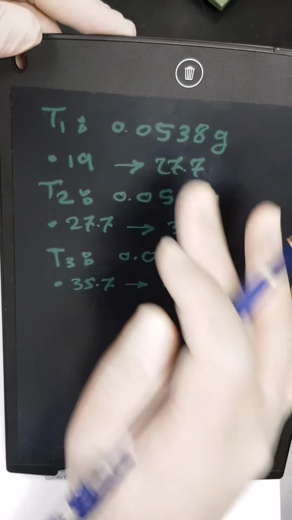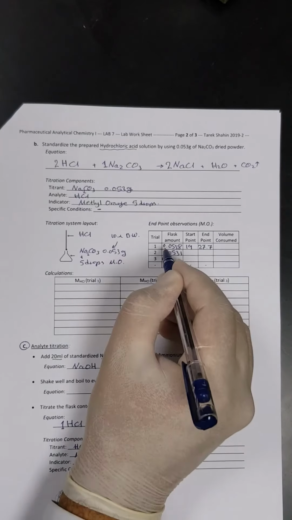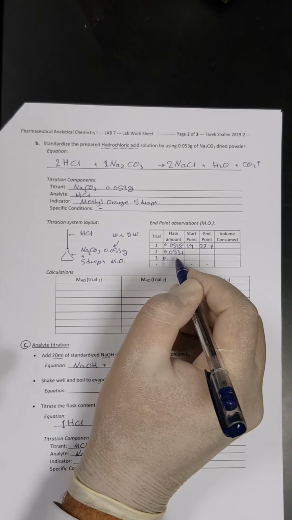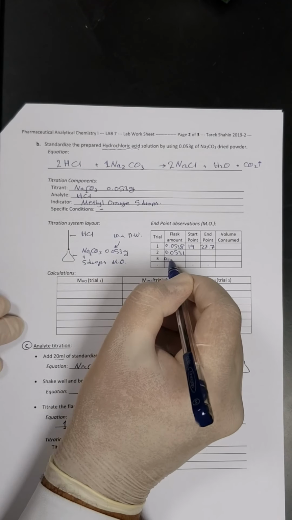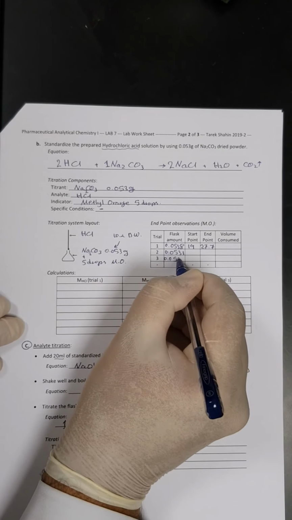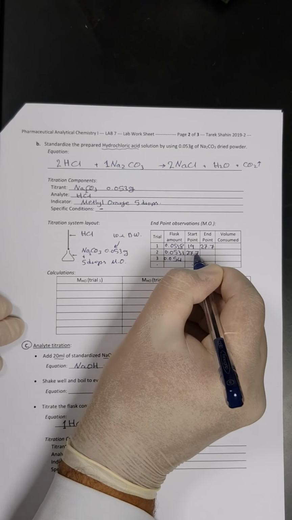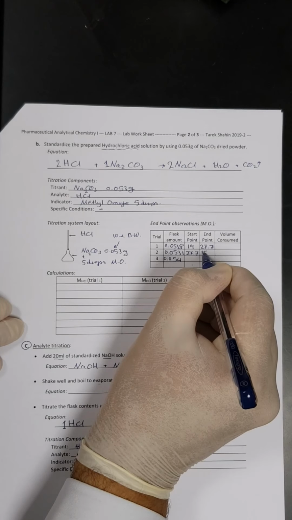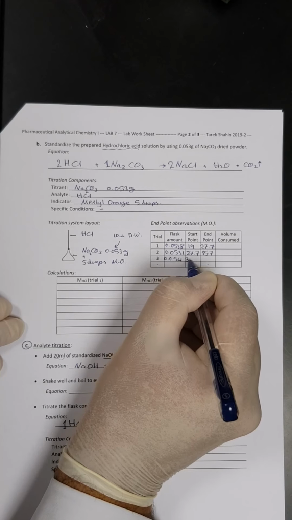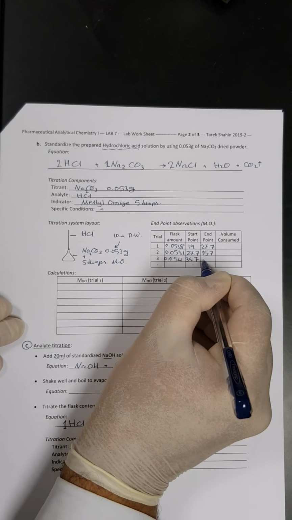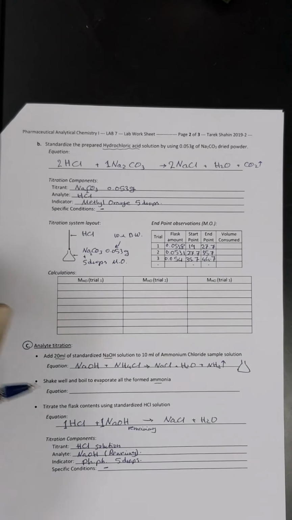So now we are going to transfer these records into the worksheet. I already started by transferring them, so please follow along with me. Okay, this third trial was 0.054, and here it was 27.7 up to 35.7, and here it was 35.7 up to 44.7. Let's just calculate the difference between them.